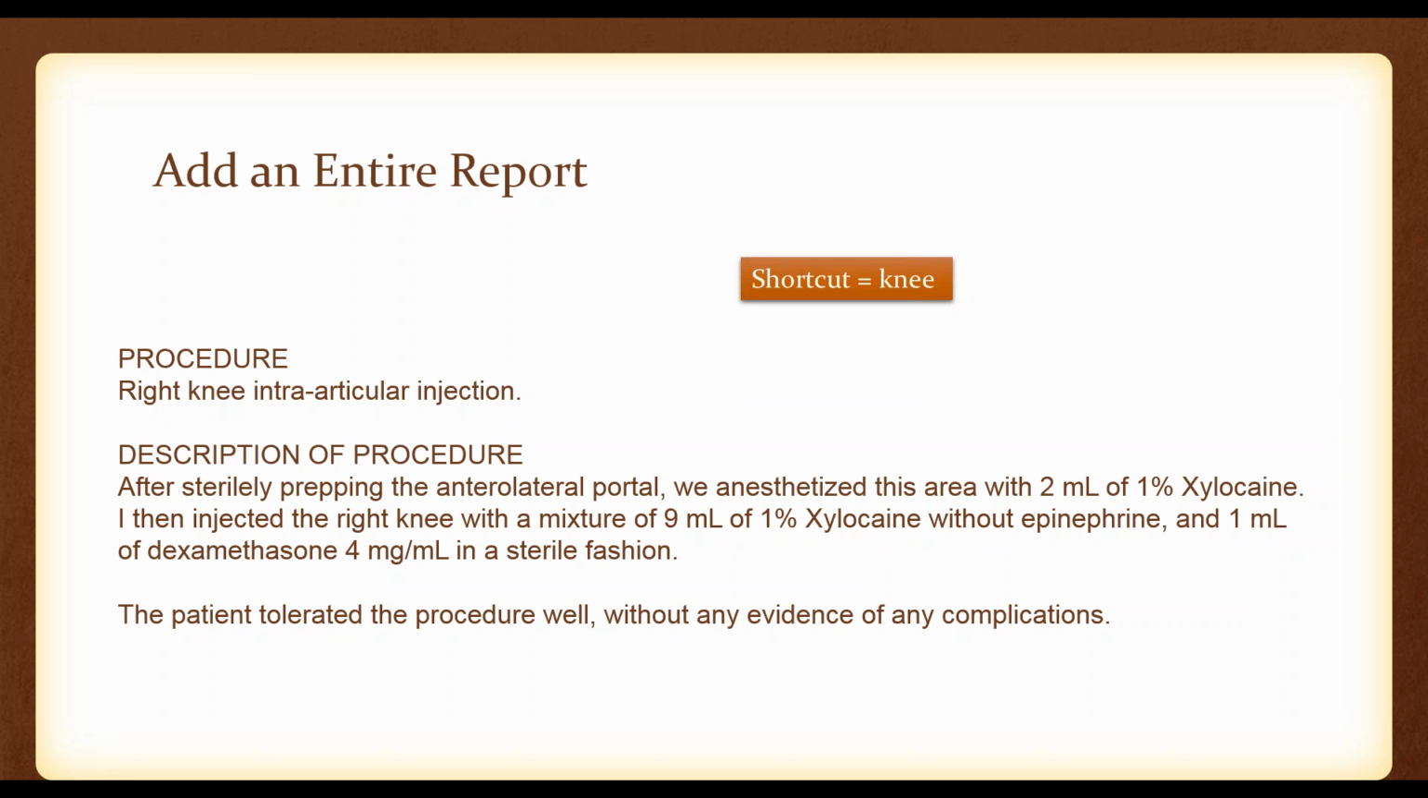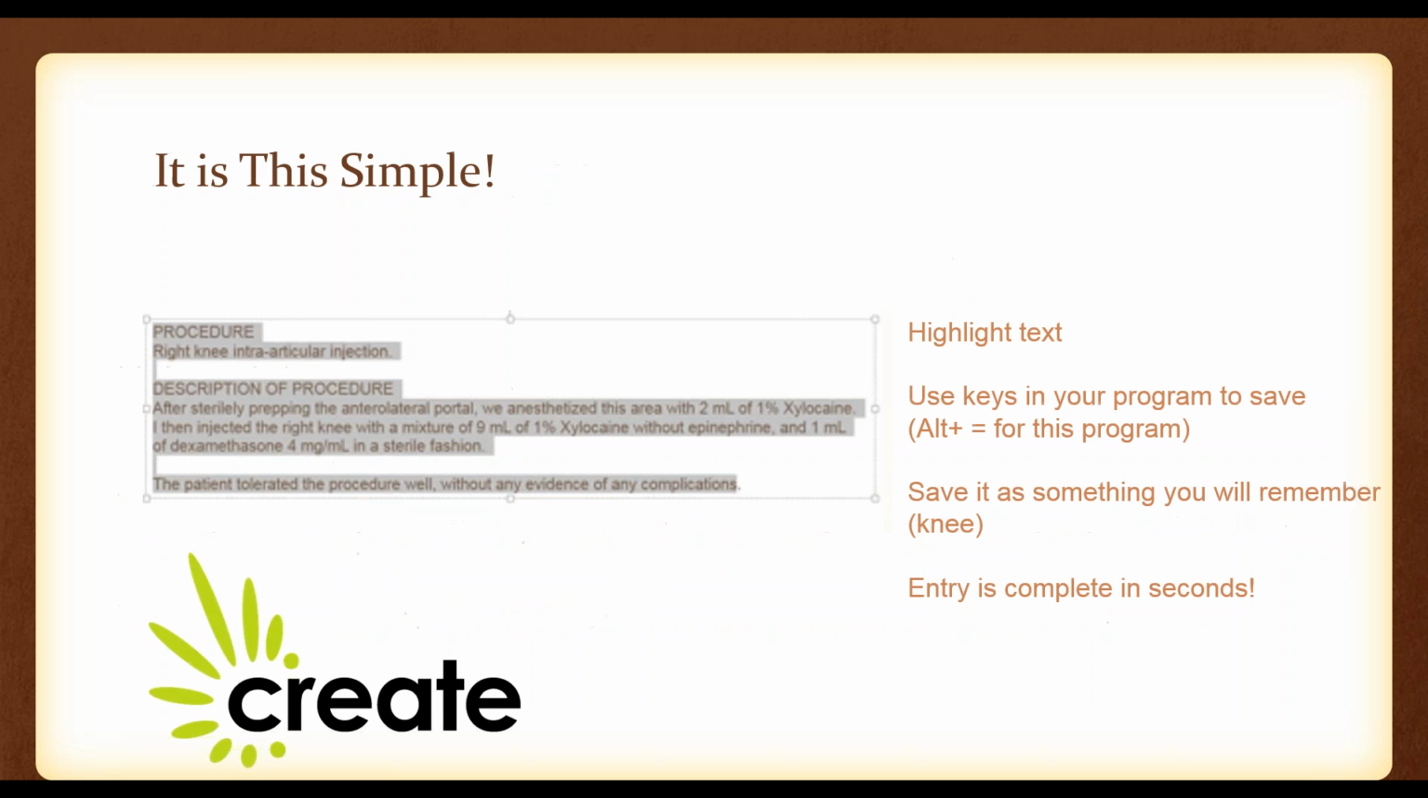This is an example of something that I put in. It's called my knee. I call it knee because he's always injecting the knee, and I have the whole report in there. So all I have to do is type in knee and it's formatted for me and everything. So it doesn't get any shorter than that. It's very simple once you get the hang of it. Again, there is a learning curve. You cannot learn any of this stuff overnight.